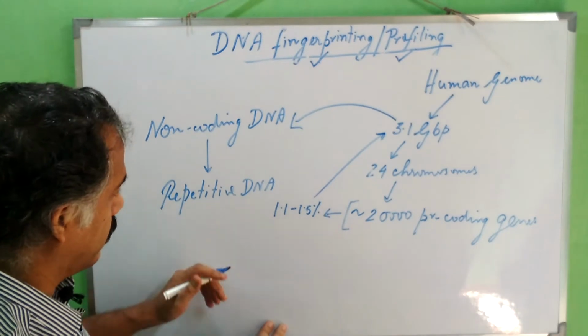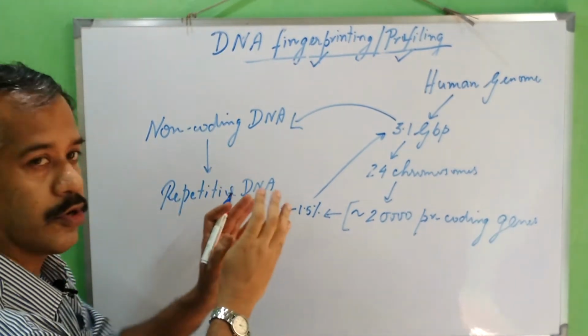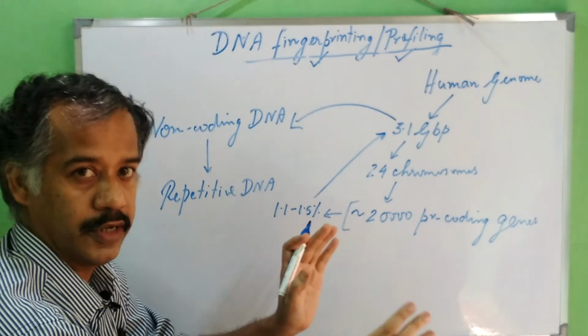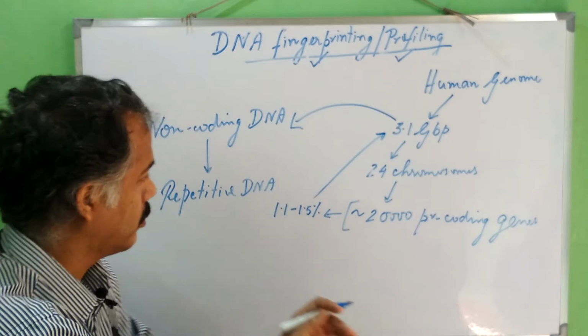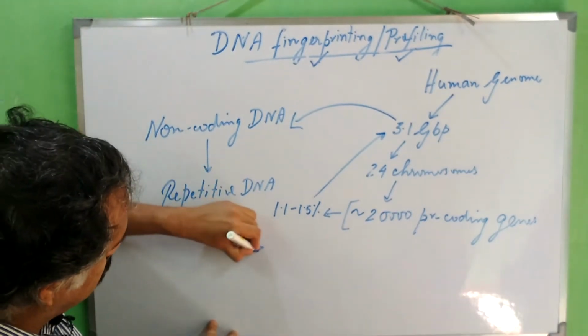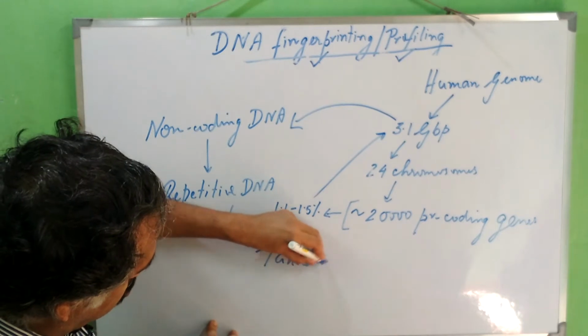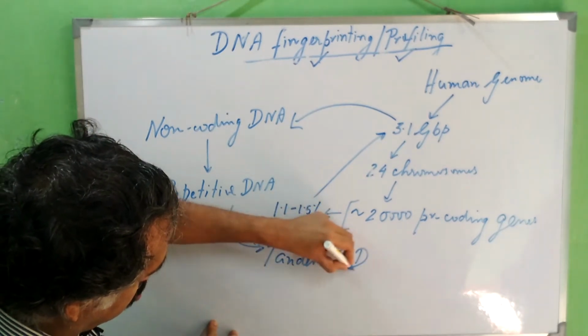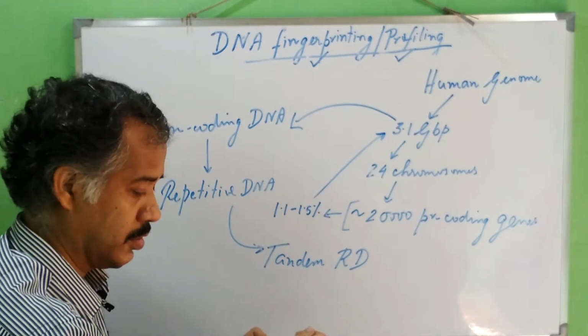The repetitive DNA can be grouped into what are called interspersed repeat DNA and tandem repeat DNA. We are interested in the tandem repeat DNA. Tandemly repeated DNA. Let us look at what we mean by that.